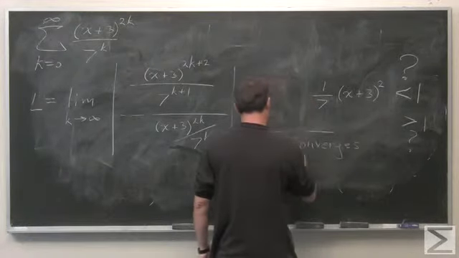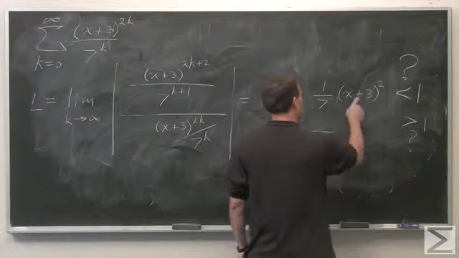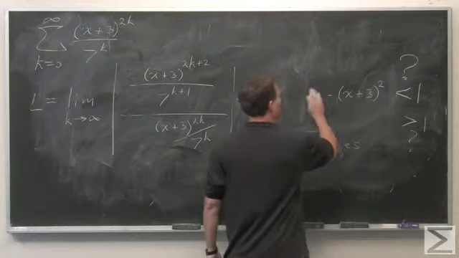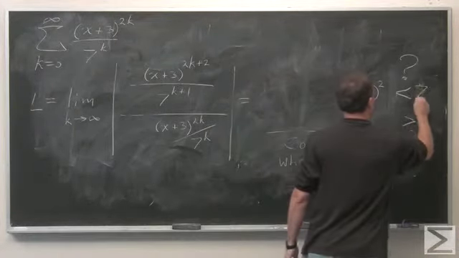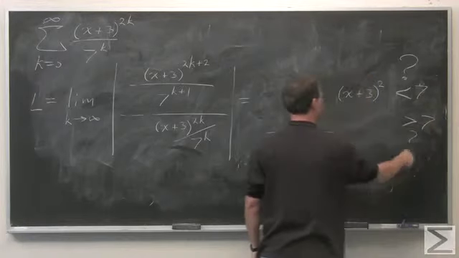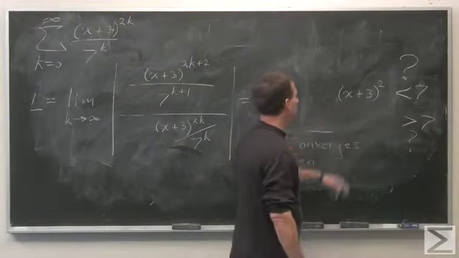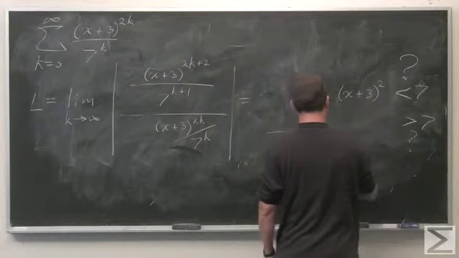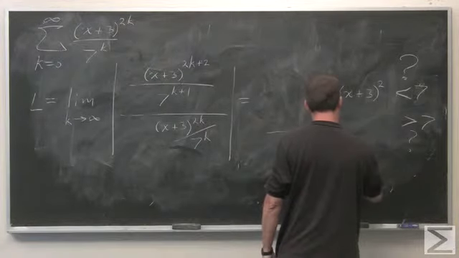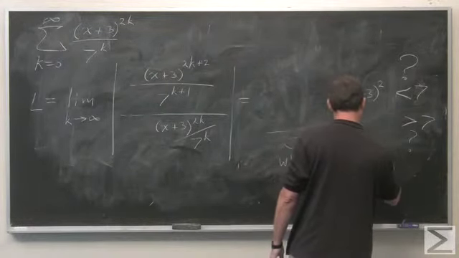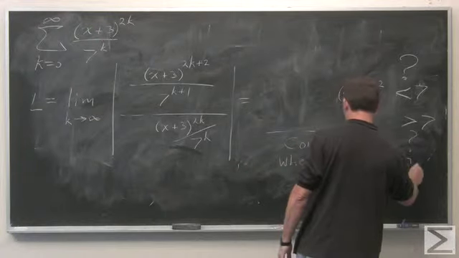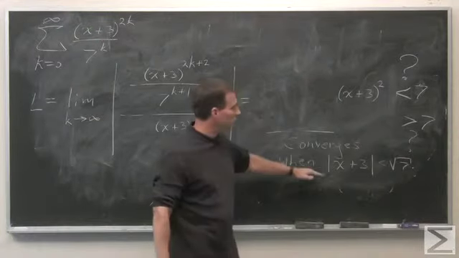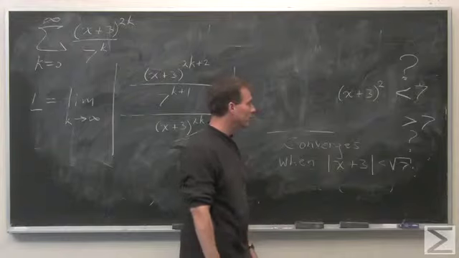It converges when, so you multiply by 7, you get this, or for divergence, you get that. And you take square roots. The square root of something squared is the absolute value. It converges when the absolute value of x plus 3 is less than the square root of 7, and it diverges when the absolute value of x plus 3 is greater than the square root of 7.